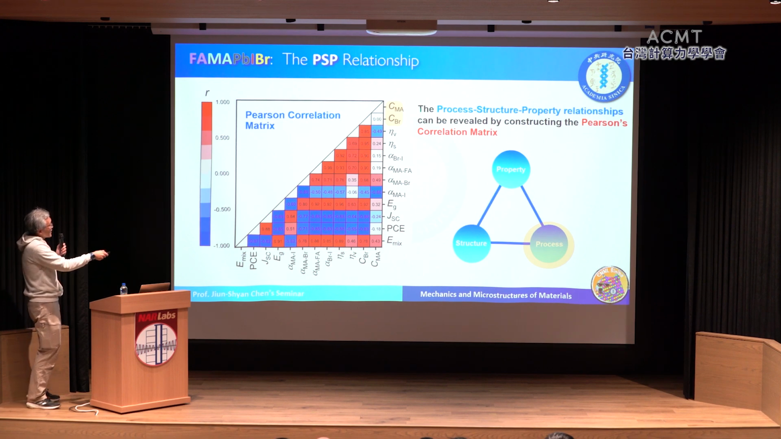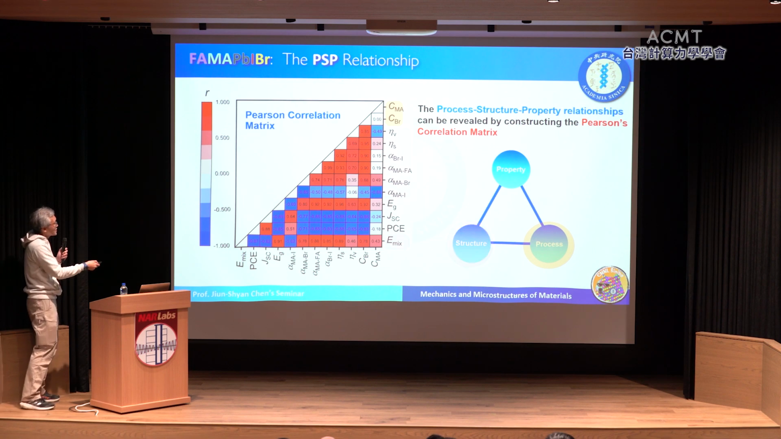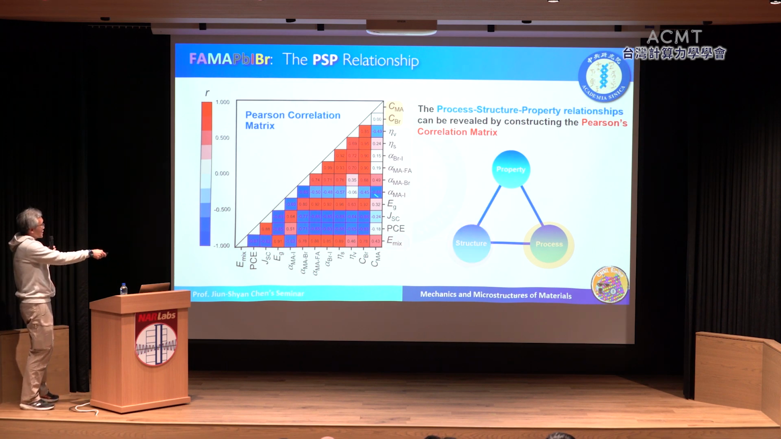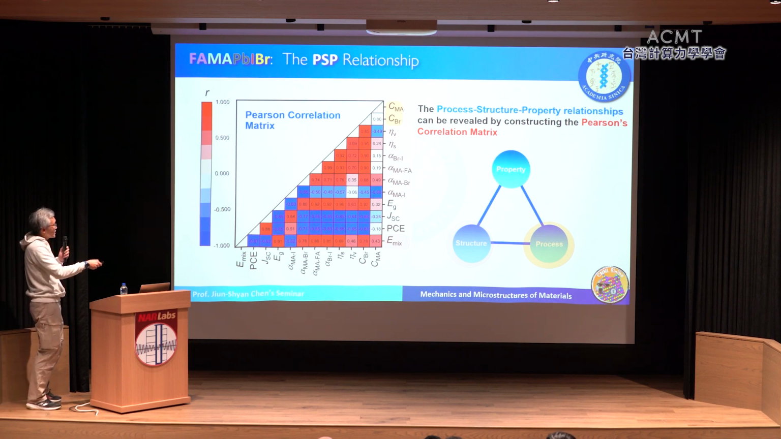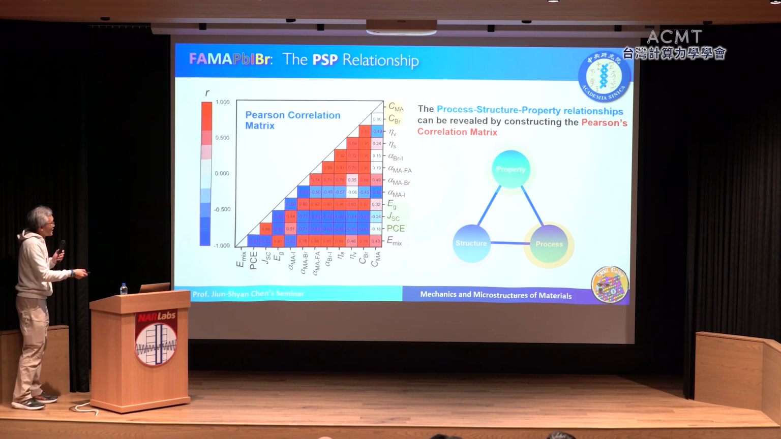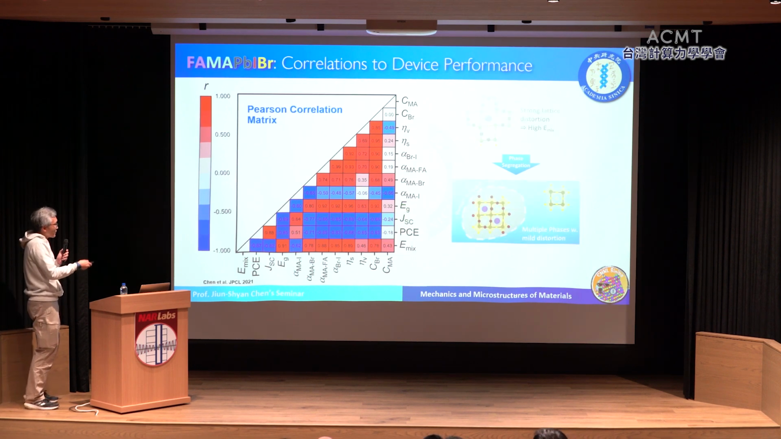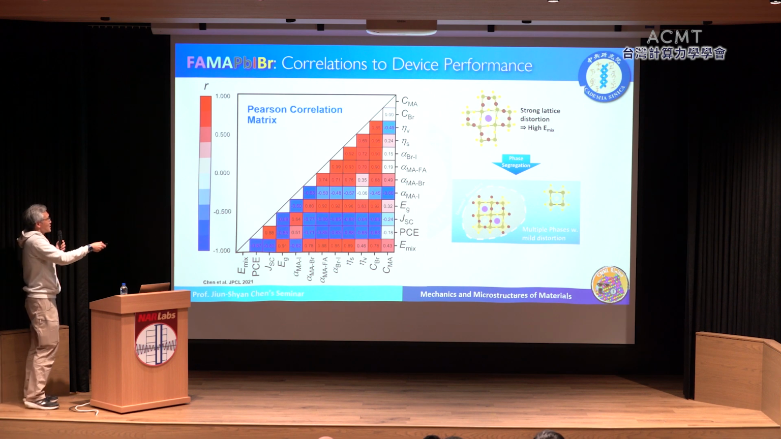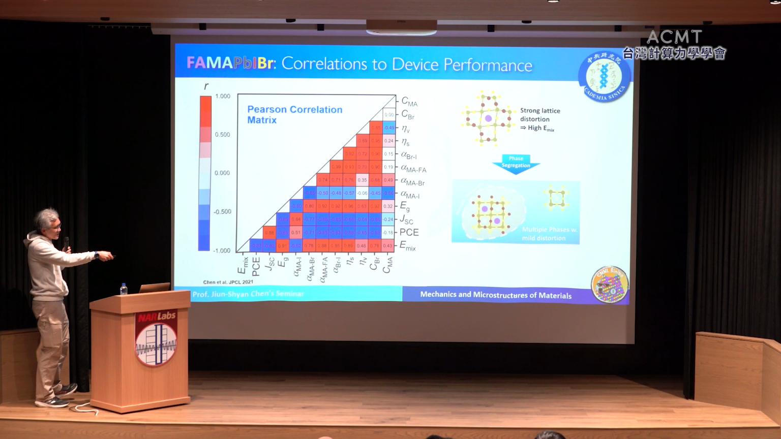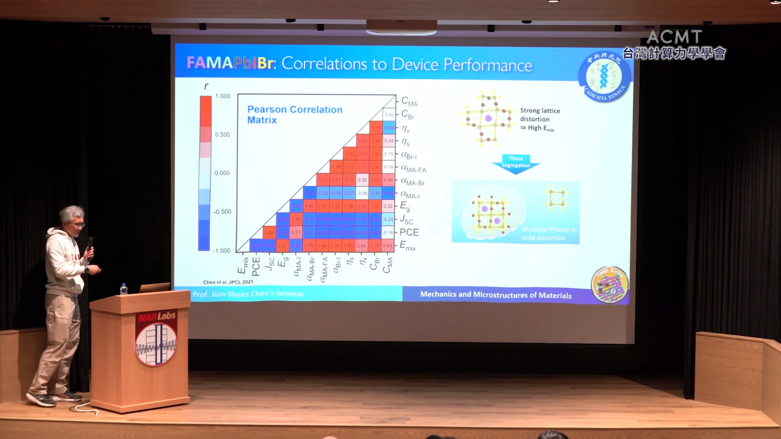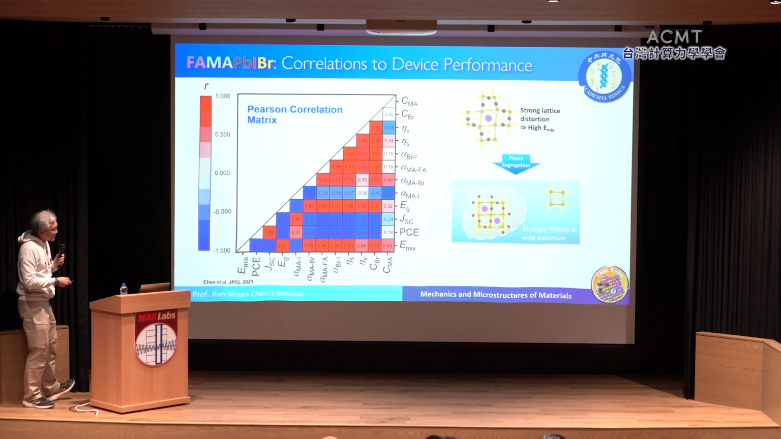So we can find the correlation between the concentration of constituents and structural properties like shear strength and volumetric strength, and then finally the property. We can use this to find the composition regime that can potentially lead to phase segregation and relatively poor device performance.